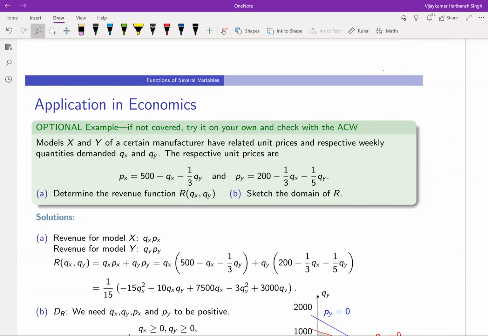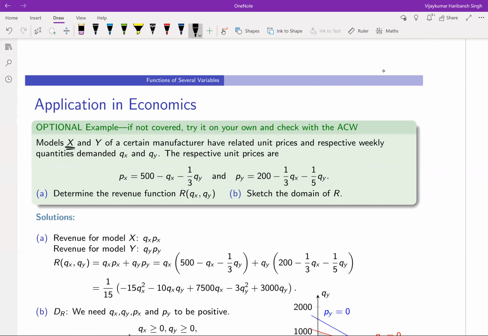Now let's see an application to economics. Models X and Y of a certain manufacturer have unit prices and respective weekly demand as QX and QY. So PX will be the demand price for model X and PY the demand price for model Y. QX is the quantity demanded for X, QY the quantity demanded for Y. And PX is this, PY is this.